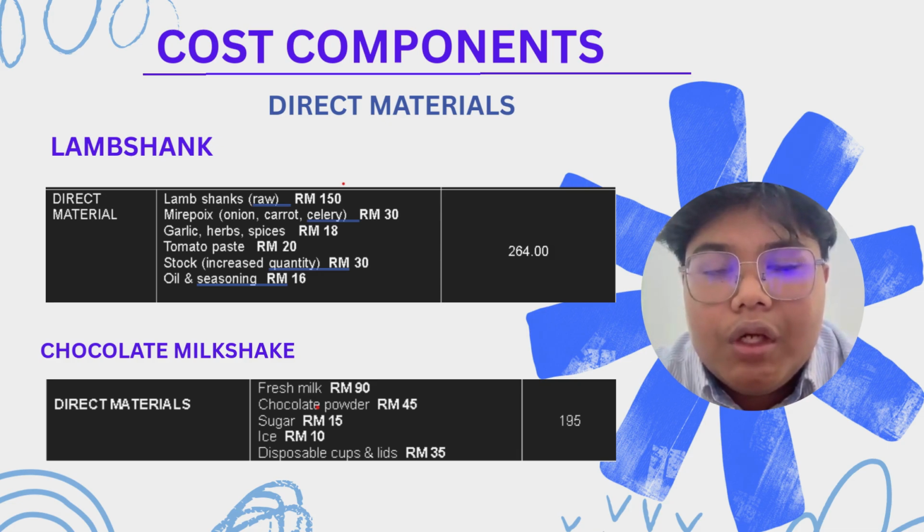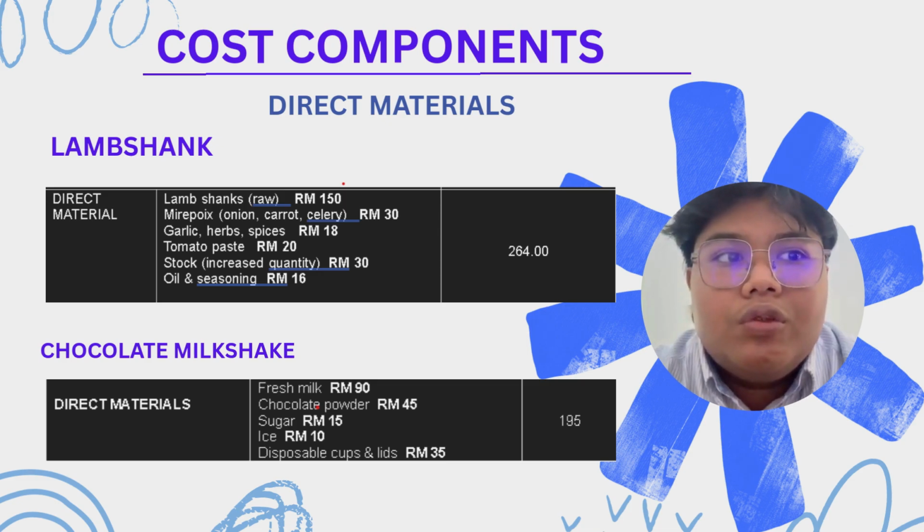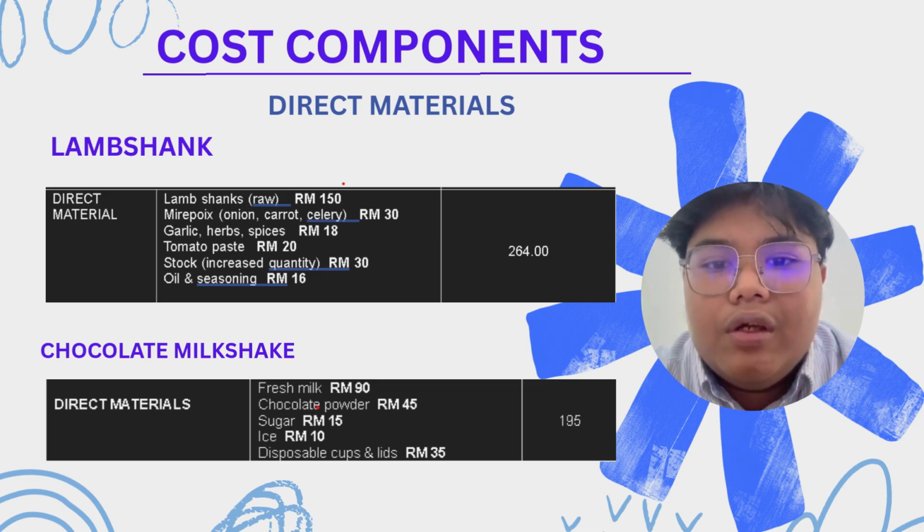Meanwhile, for chocolate milkshake, the direct materials are fresh milk 90 ringgit and chocolate powder 45 ringgit. We also bought sugar and ice for 50 ringgit and 10 ringgit. And lastly, the disposable cups and lids for 35 ringgit. So the total is 195 ringgit.